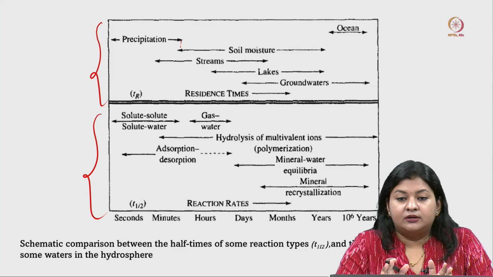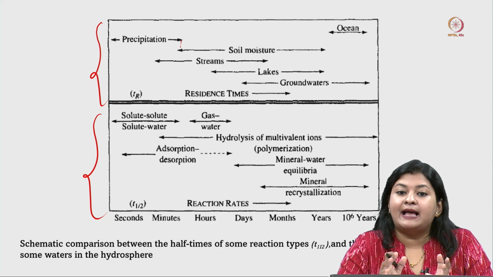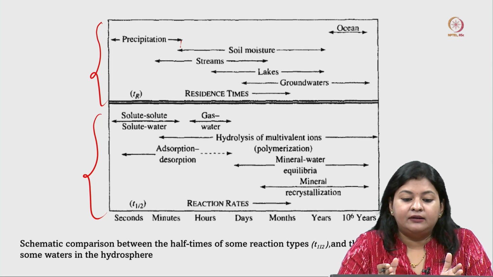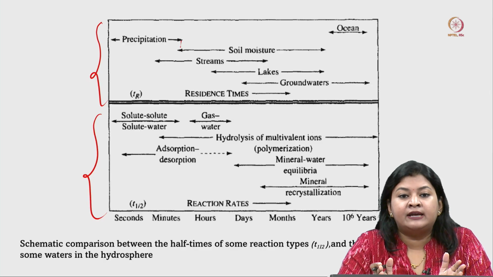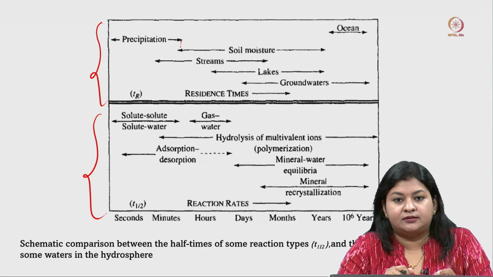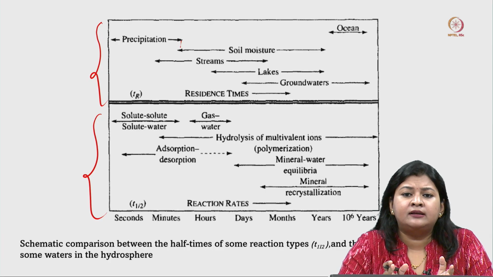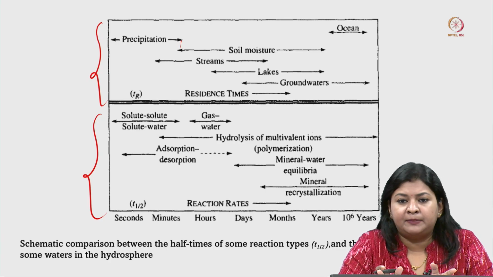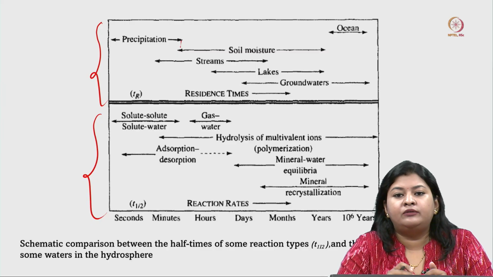Soil moisture reactions can be highly variable. They can vary from some minutes to years. If it is continuously raining, there is a lot of soil moisture always available, and the reactions go on forever.